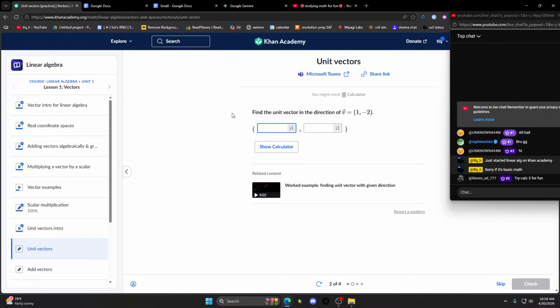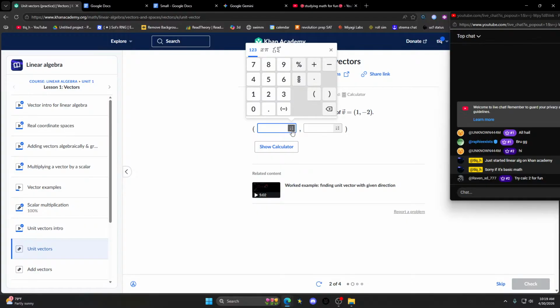Okay. I know this is basic. Please don't critique me. Okay. 1 by -2 over, they said the square root of the numbers squared and added to each other, I'm pretty sure. Okay. Square root of 1 squared, which is just 1, plus -2 squared, which is 4. So it's square root of 5. Oh, okay. How do I write a square root?